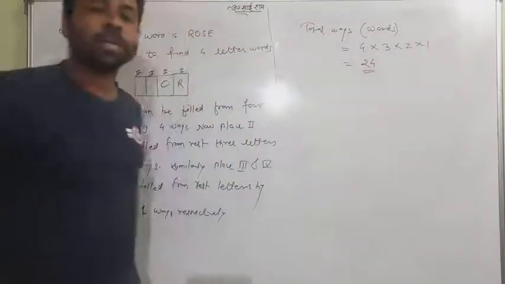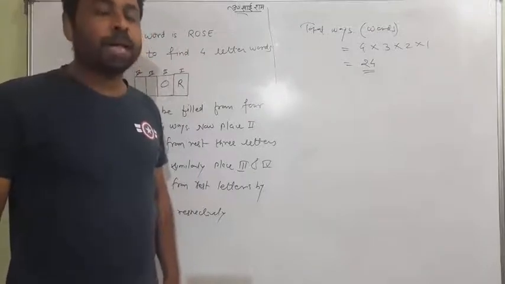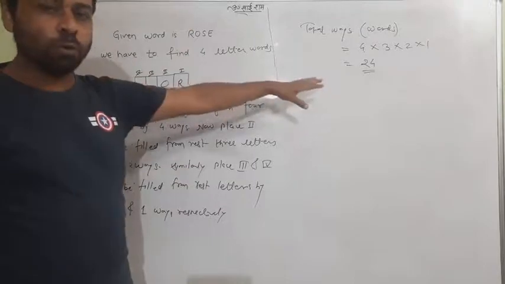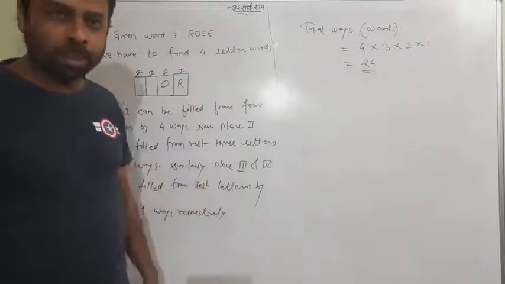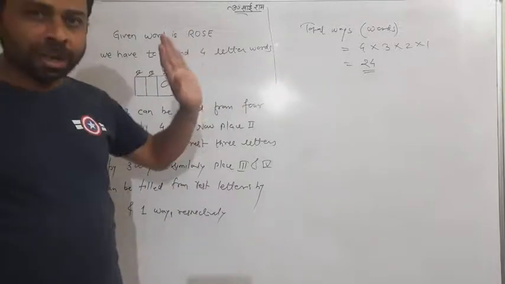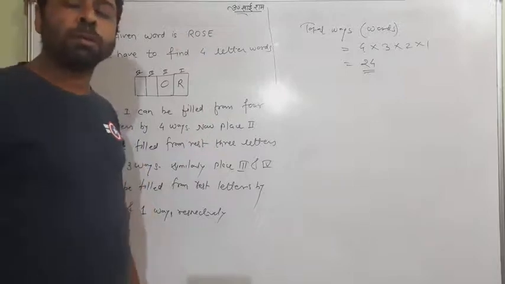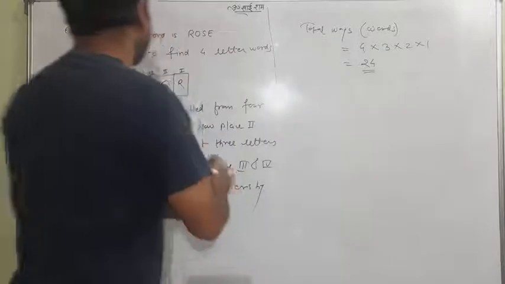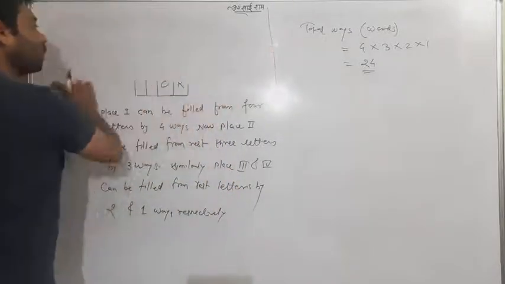We can say that four-letter words can be formed from the four letters of the word rose by 24 ways. That's very simple meaning. This is called the multiplication method. This is also called the fundamental principle of counting. Okay, so hope you have got it. Now I'll tell you some more examples so that you can understand it very well.